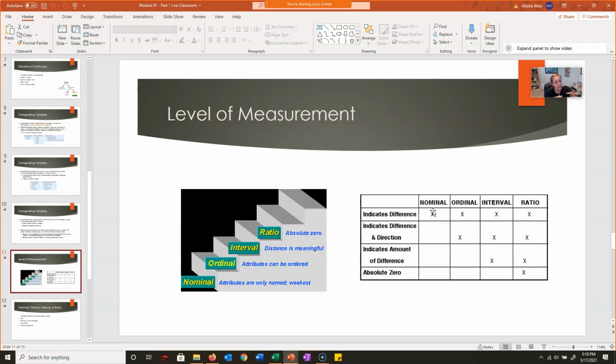And then ratio is all of the above. So it's ordered. It's got the meaning of the values 1, 2, 3, 4, 5, and it also has that absolute 0. So ratio is the highest level, and I would say nominal and ratio are the most common that you'll see. You don't often see ordinal and interval, so if you're kind of torn between them, usually go with nominal or ratio in your examples.